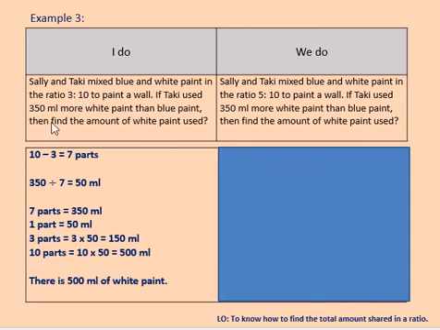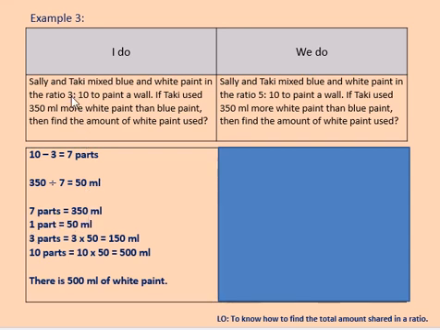We know Taki used 350ml more white paint than blue. So the difference in the ratio, 10 take away 3, gives 7 parts, must equal the difference in the amount of paint. So 7 parts is equal to 350 millilitres. Find 1 part by doing 350 divided by 7 to get 50. So 1 part equals 50, 7 parts equals 350.